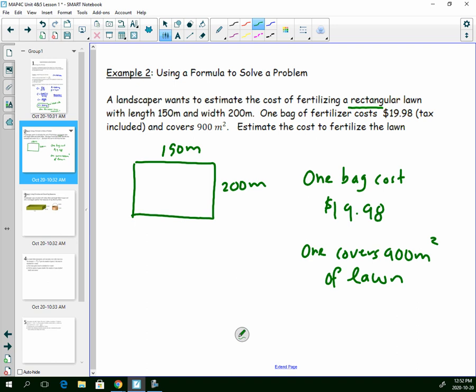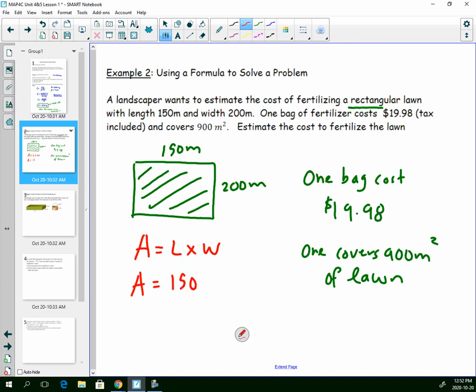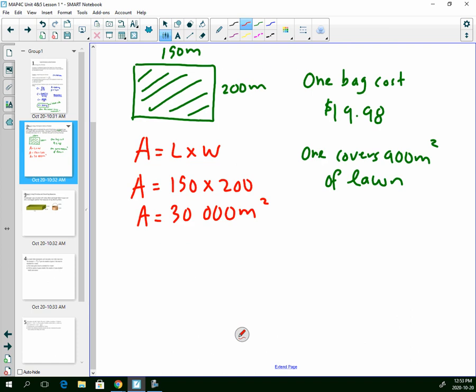So I would say that the first thing I need to do is figure out, well, what area do I need to cover? So I know area is length times width. So I will sub in 150 times 200 and see what area that is that needs to be fertilized. And that is 30,000. And it would be meters squared because I'm multiplying meters times meters, okay? So then I might say, well, then how many bags do I need to cover that area?